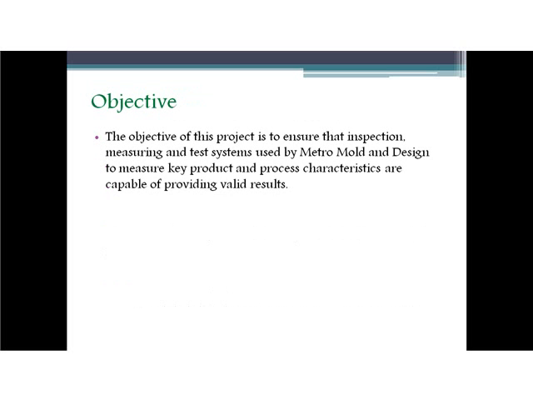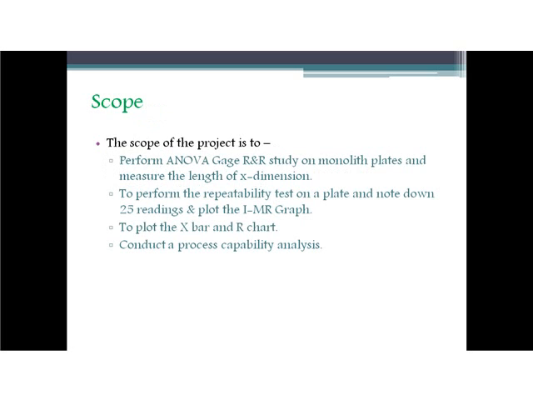Coming to the objective of the project. The objective of the project is to measure whether the measuring and testing systems used by Metromold and Design are capable of producing valid results or not. Coming to the scope of the project. The scope of the project is to perform the ANOVA gauge R&R study and to perform the repeatability test by taking a sample plate and taking 25 readings and plotting the IMR graph, and to plot the X bar and R bar chart, and to conduct process capability studies.